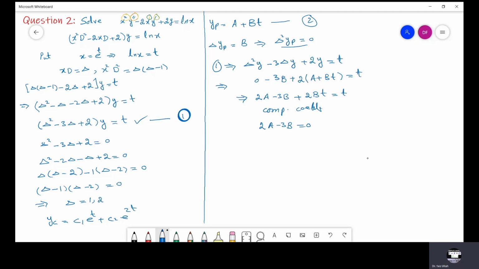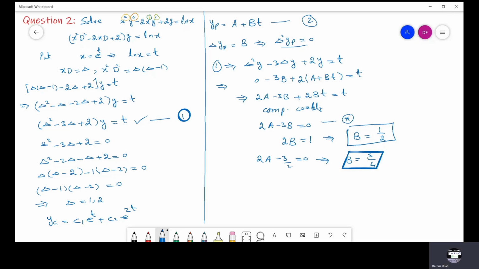In the left hand side, the coefficient of t is 2b. On the right hand side, the coefficient of t is 1. So from here we get b is equal to 1 over 2. And now let us find the value of a from equation star. So we have 2a minus 3, the value of b is 1 over 2. So it implies that a is equal to 3 by 4.